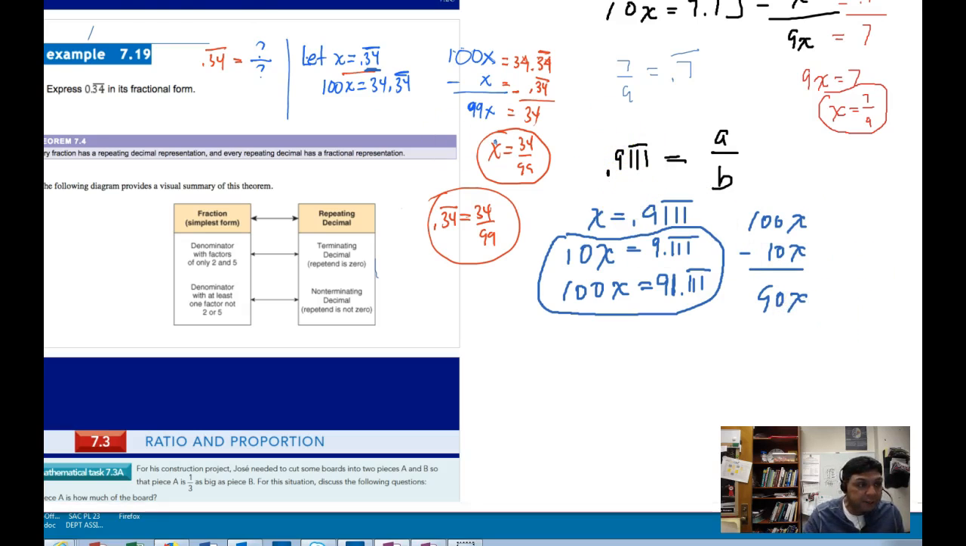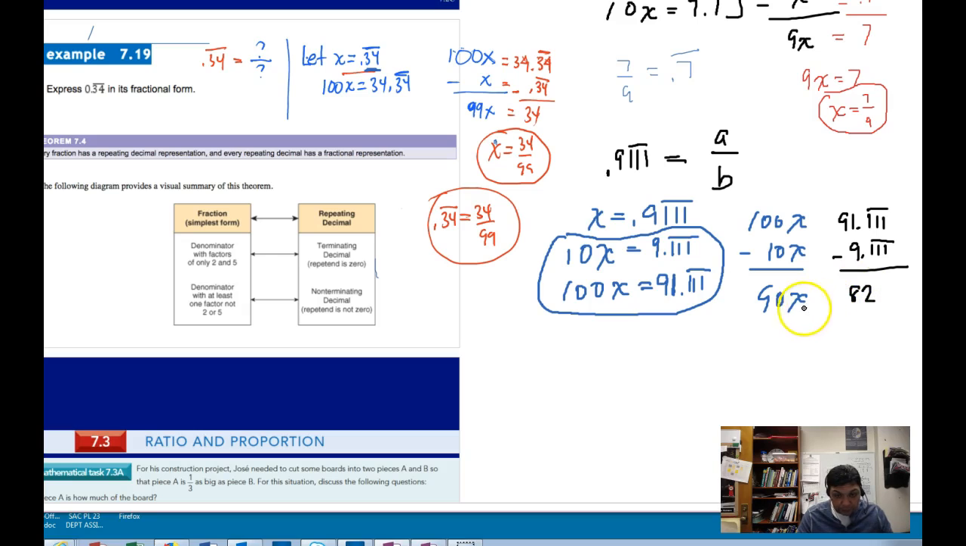So you get 90x. And then we do the equivalent, 100x is 91.111 forever, minus 10x, which is 9.111 forever. When you subtract, this disappears. Do 91 minus 9. I think that is equal to 91 minus 10 is 81. Minus 9 is 81. 82.